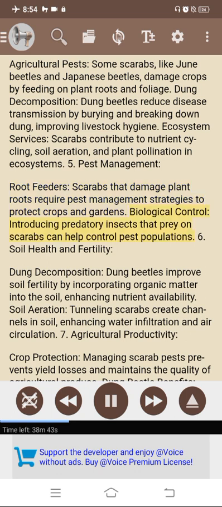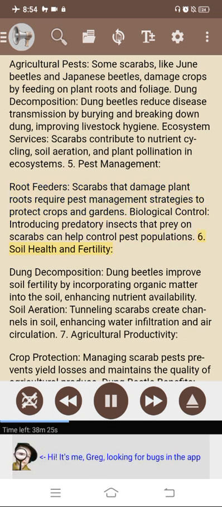Biological control. Introducing predatory insects that prey on scarabs can help control pest populations. 6. Soil health and fertility. Dung decomposition. Dung beetles improve soil fertility by incorporating organic matter into the soil, enhancing nutrient availability. Soil aeration. Tunneling scarabs create channels in soil, enhancing water infiltration and dung decomposition.